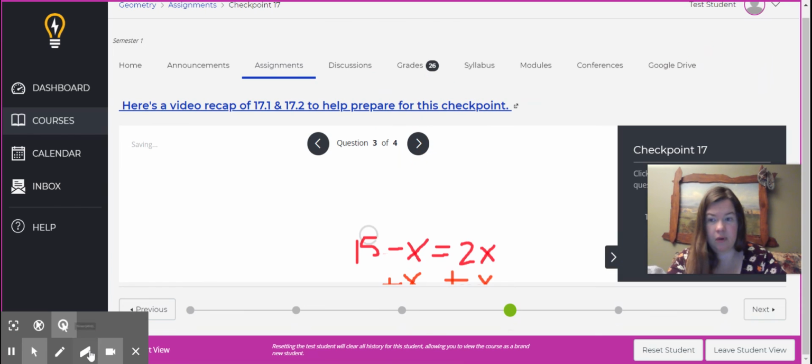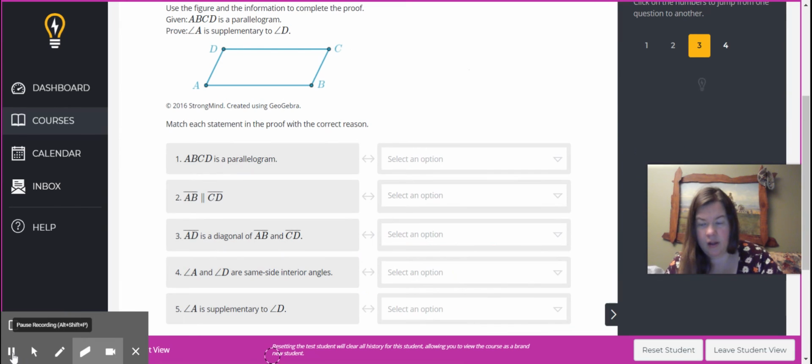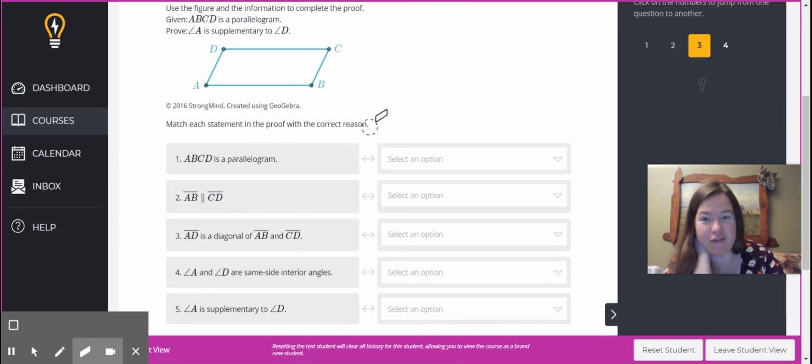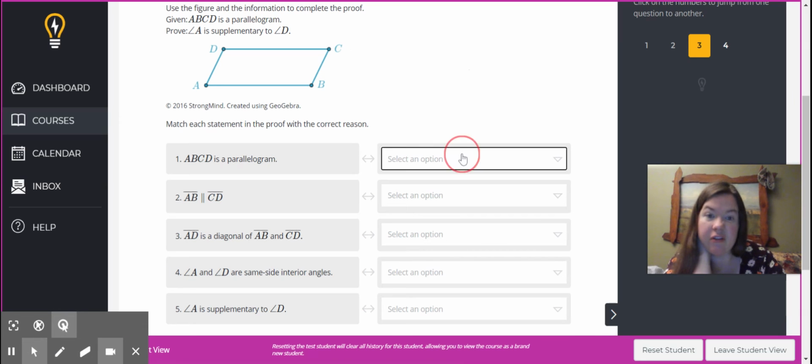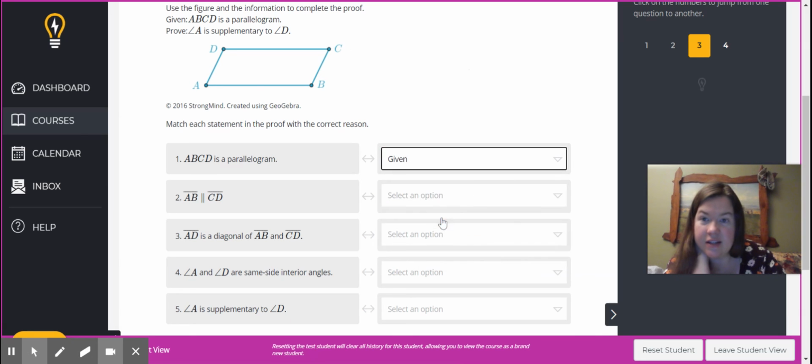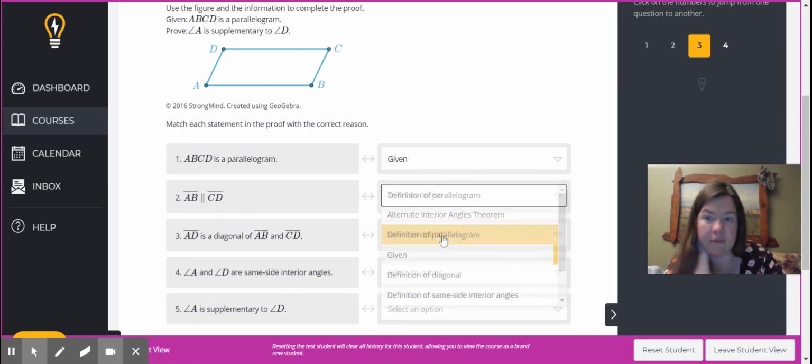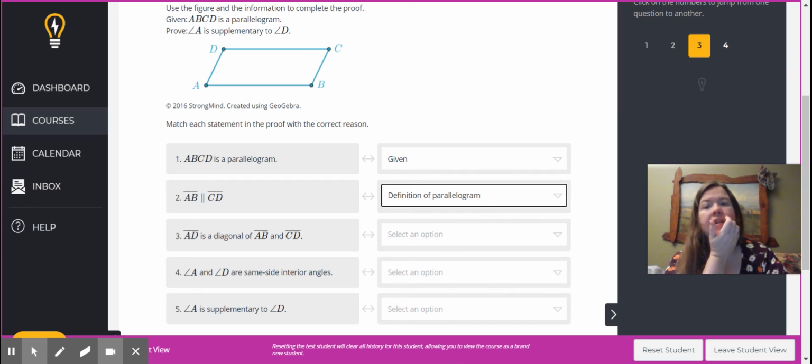Okay, next one. And lucky us, it's a proof, which the good news is it's only 5 steps. And the first one is always going to be given, so that's really only 4 steps. So it says that it's a parallelogram right here. So if it says anything about them being parallel, that's just definition of parallelogram. And then they're saying prove angle A is supplementary to angle D. So let's see, we want A and D to be supplementary.